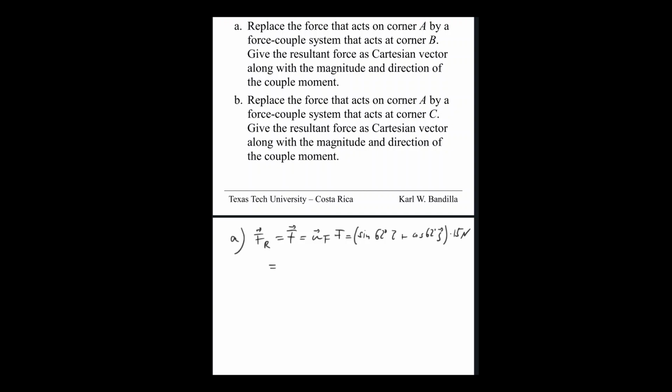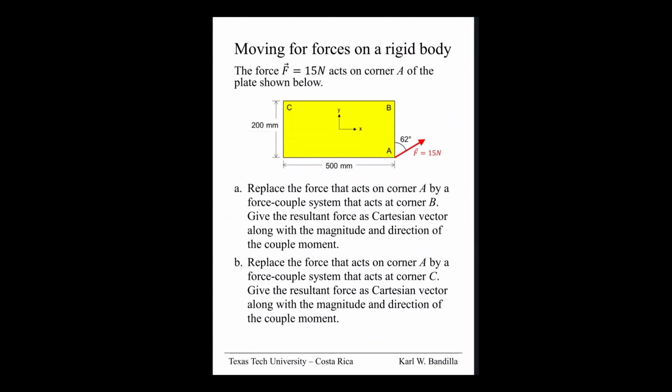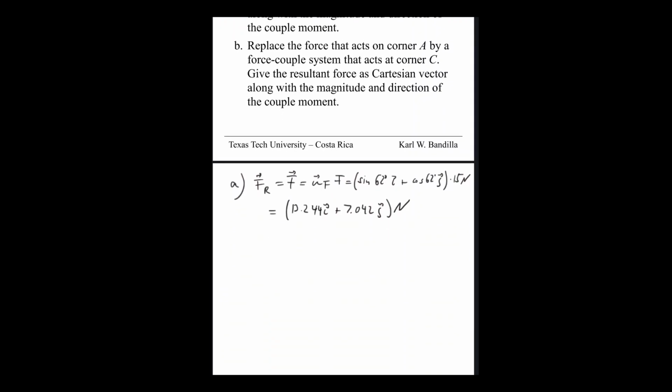If we put that in the calculator, we get 13.244 I plus 7.042 J Newton. Now let's make sure we get the signs right. Yeah, that's good. We have our X and Y coordinate system here, so it's positive X, positive Y. So that will be our resultant force, basically just the force itself.